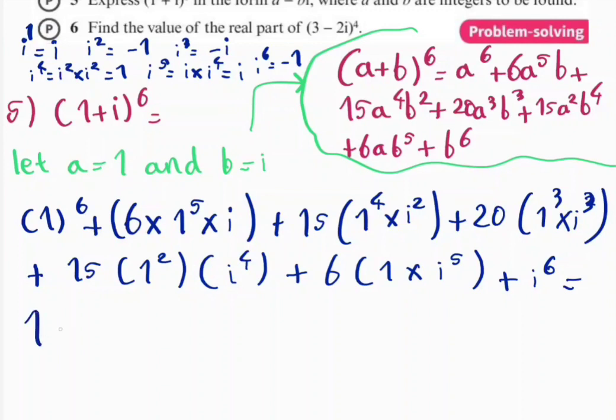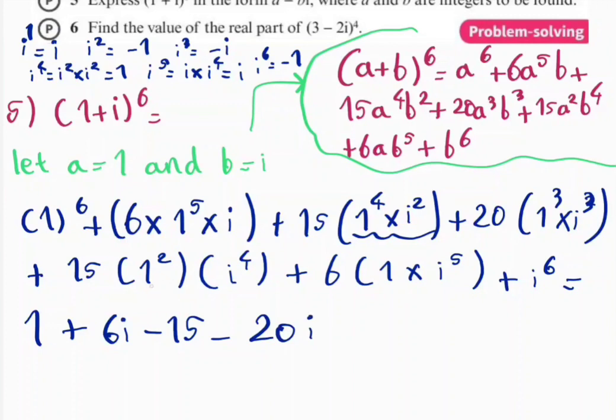1 to the power of 6 is 1, plus here we have 6 times 1, which is 6. 6 times i is 6i. Here is 1 times i squared, and i squared is minus 1, so inside this bracket is minus 1, and minus 1 times 15 is minus 15. And here we have 1 times i cubed. So i cubed is equal to minus i, so that will be minus 20i.